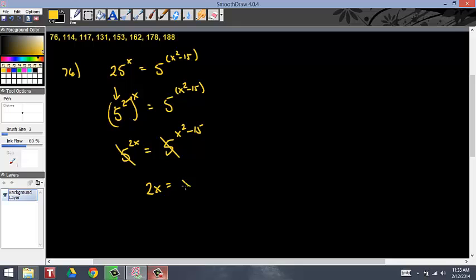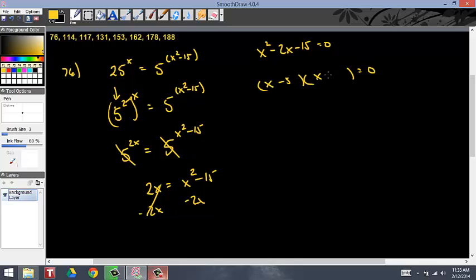2x equals x squared minus 15. I'm going to subtract 2x from both sides. So I get x squared minus 2x minus 15 equals 0. So I get x minus 5 times x plus 3. X equals 5, comma negative 3. And that's all there is to that problem.